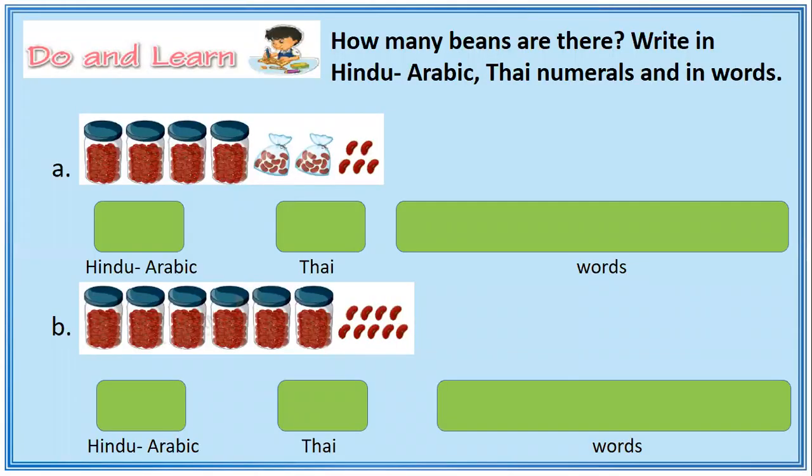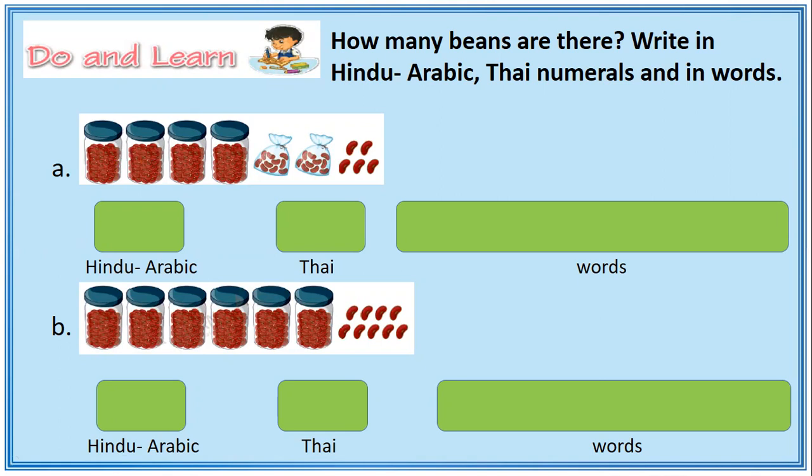Now that you have understood our lesson, let us have a practice, a short practice. So here, all you have to do is to count and write the number of beans in Hindu-Arabic numerals, Thai numerals, and in words. So are you ready? So for letter A, how many beans are there? So as you can see, how many jars of beans do we have here? All right, we have 4 jars of beans.